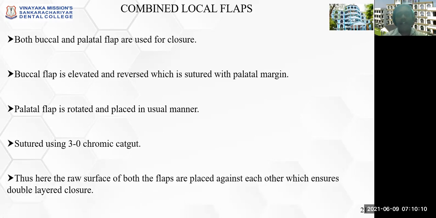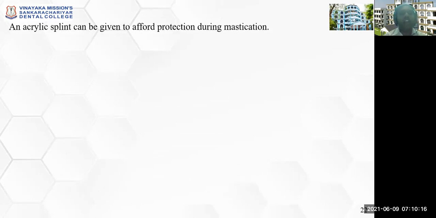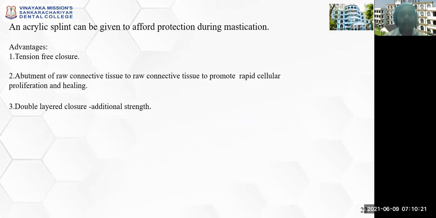Here, the raw surfaces of both the flaps are placed against each other, which ensures double layer closure. An acrylic splint can be afforded to protect during mastication, and advantages are tension-free closure, abutment of raw connective tissue to raw connective tissue to promote rapid cellular proliferation and healing.